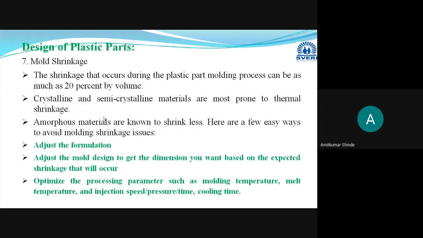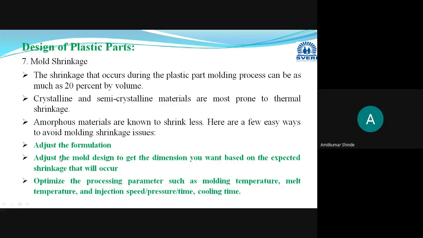Mold shrinkage. Now, you have to consider this point: 20% shrinkage can occur. The shrinkage that occurs during the plastic part molding process can be 20%. Whenever you are using crystalline or semi-crystalline materials, more thermal shrinkage will be there. And when amorphous material is used, less shrinkage will be there.